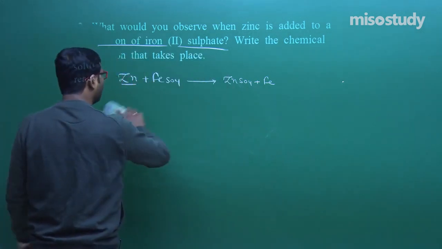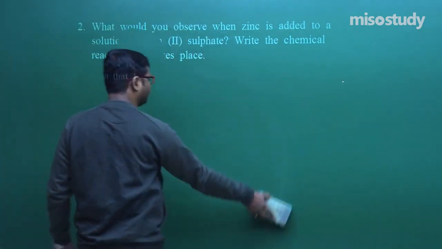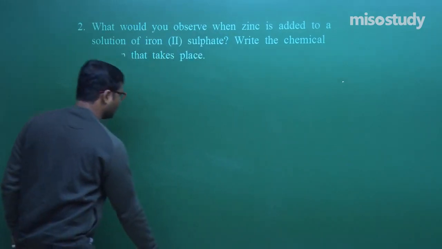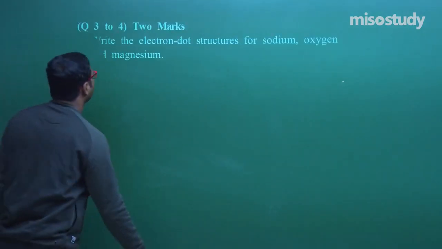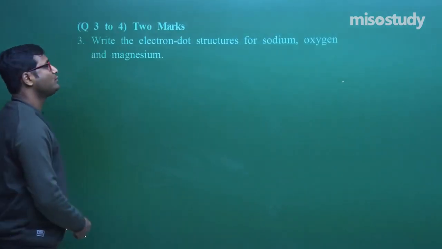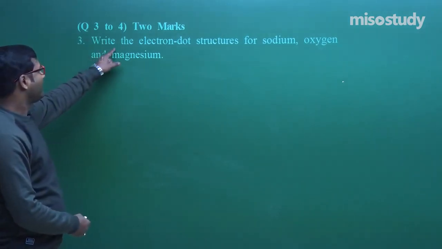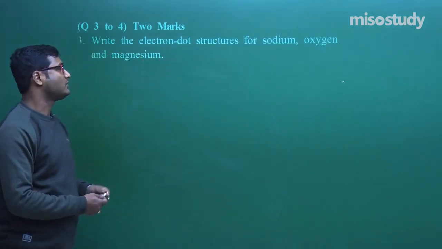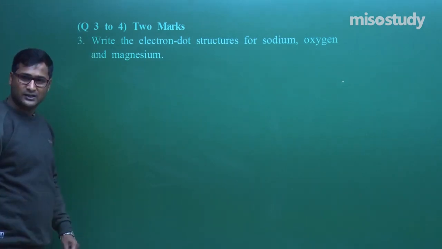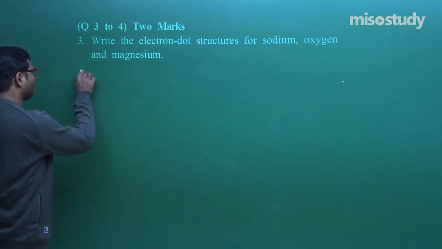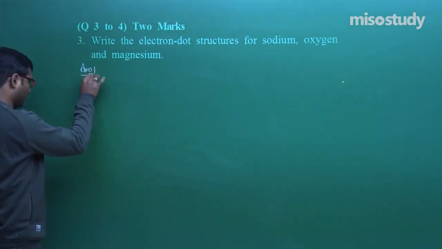Now let's move to the next question. Question number 3 carries 2 marks. Write the electron dot structure for sodium, oxygen and magnesium. Simple? Yes sir. What is the answer for this question?